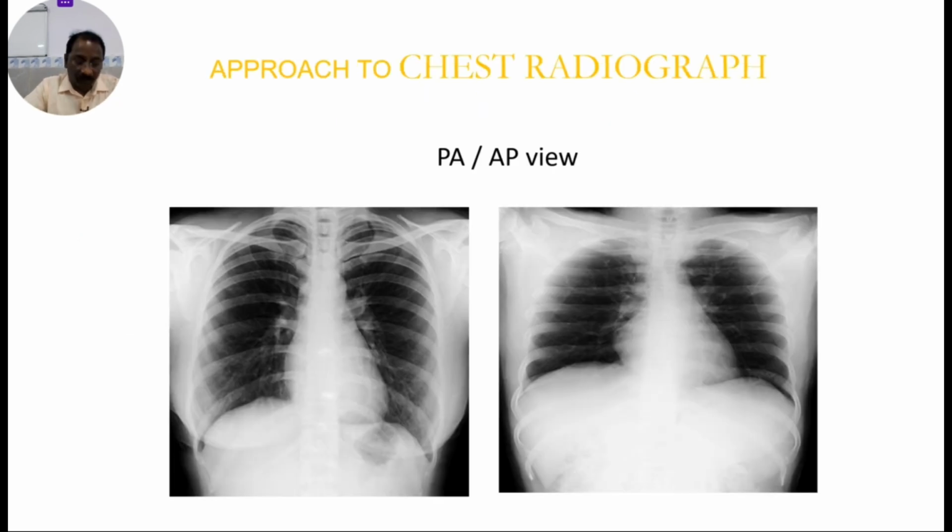So this is your common PA and AP views. If you see the AP and the PA views, in the AP view, the clavicles are above the apices of your lungs. And the heart appears to be enlarged in the AP view. Whereas in the PA view, you can see the trachea, the costophrenic angles, diaphragms, right heart border, left heart border, hila, etc.